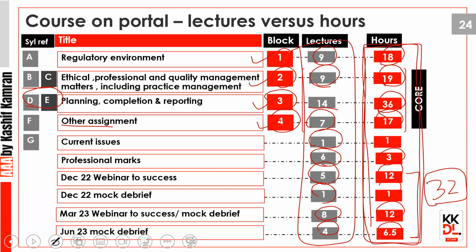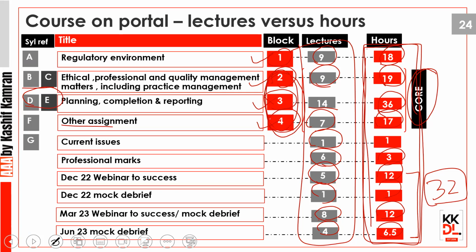You can take a printout of this particular slide and whichever area you have done, you can just put a tick mark. Regulatory environment, 9 lectures done, tick mark. Ethical issues, 9 lectures done, tick mark. So you can just use it as a checklist of your course coverage and what percentage of the course you have completed. Is that clear to all of you? And I've put core for block 2, 3, 4. So block 2, 3, 4 is very, very critical when you are going with the AAA paper.